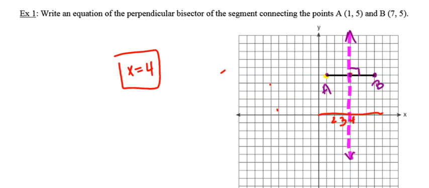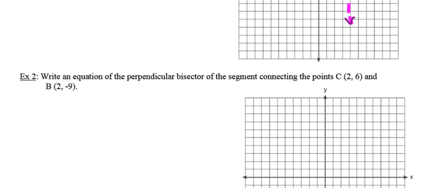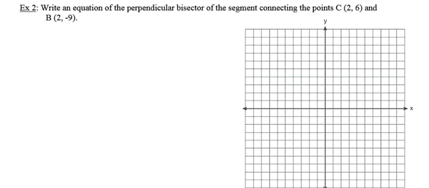All right, let's shoot down to the bottom of the page and try another one. Number 2 says, write the equation of the perpendicular bisector of the line segment connecting point C with coordinates 2, 6, and point B, coordinates 2, -9. So again, since they've provided this nice little graph for us, the first thing I'm going to do is plot those points so that I can get a visual of exactly what it is that we're trying to bisect. So there's the segment that we're trying to bisect.